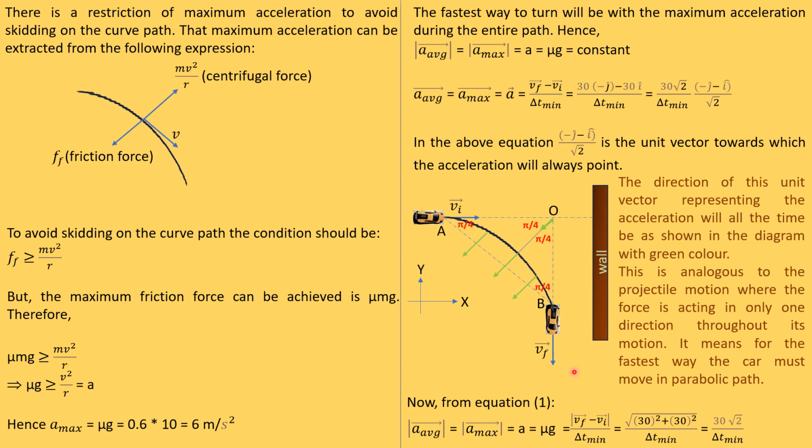So this situation is analogous to, or similar to, the projectile motion, where the force is acting in only one direction but the particle is moving in a curved path. And what kind of curved path does it achieve? The parabolic path. So here also, the fastest way to turn will be if the car moves in the parabolic path.